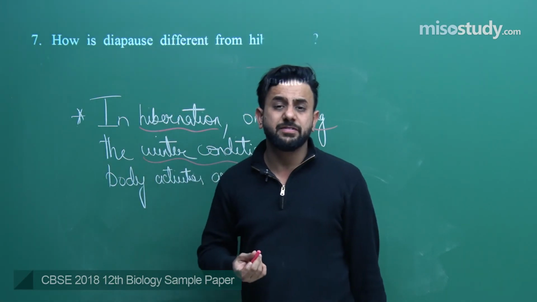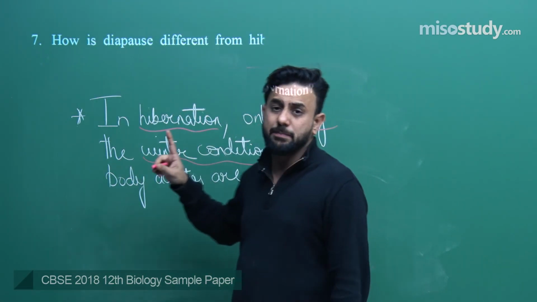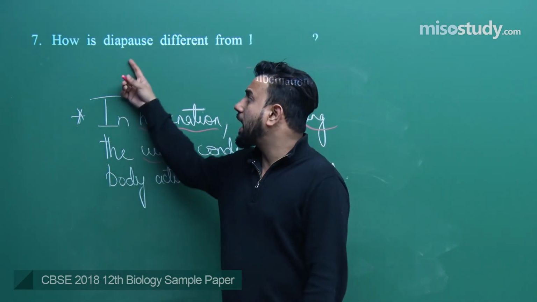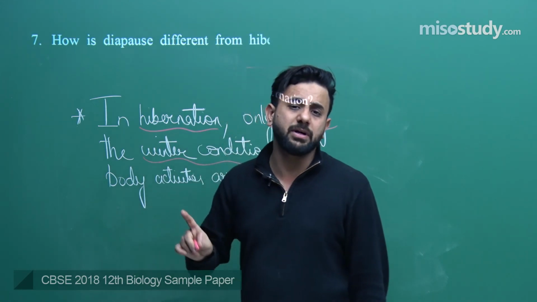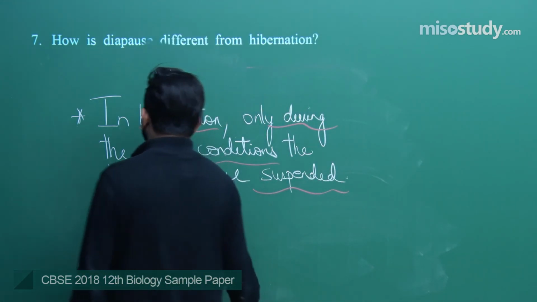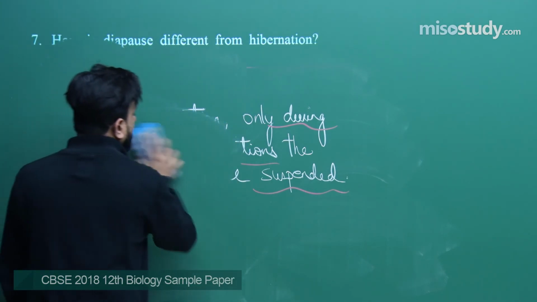You must know estivation. Estivation is nothing but the summer sleep. Hibernation is a winter sleep, estivation is a summer sleep, and diapause does not depend on whether it's winter or summer. It can take place anytime. So that is more than enough for your short answer question.